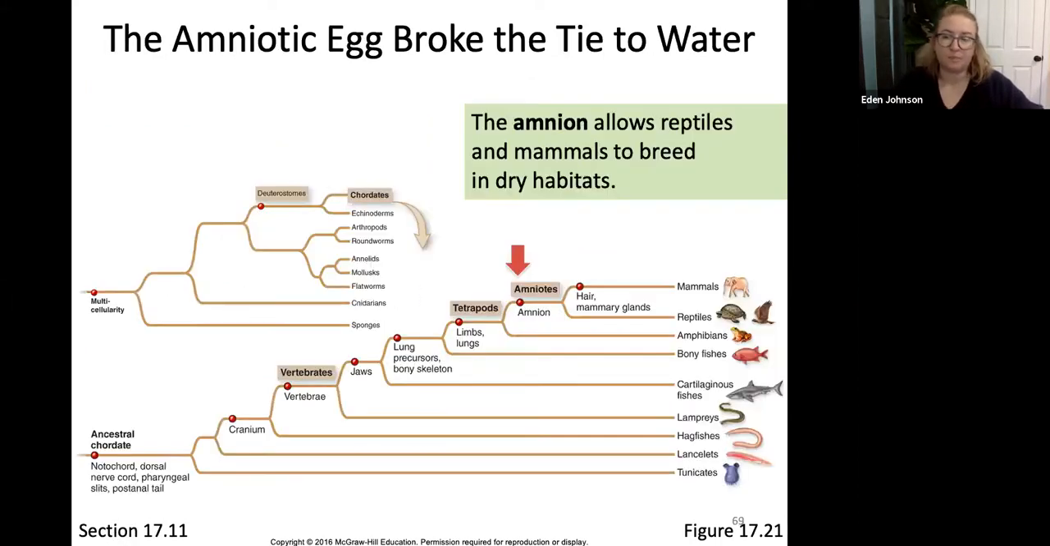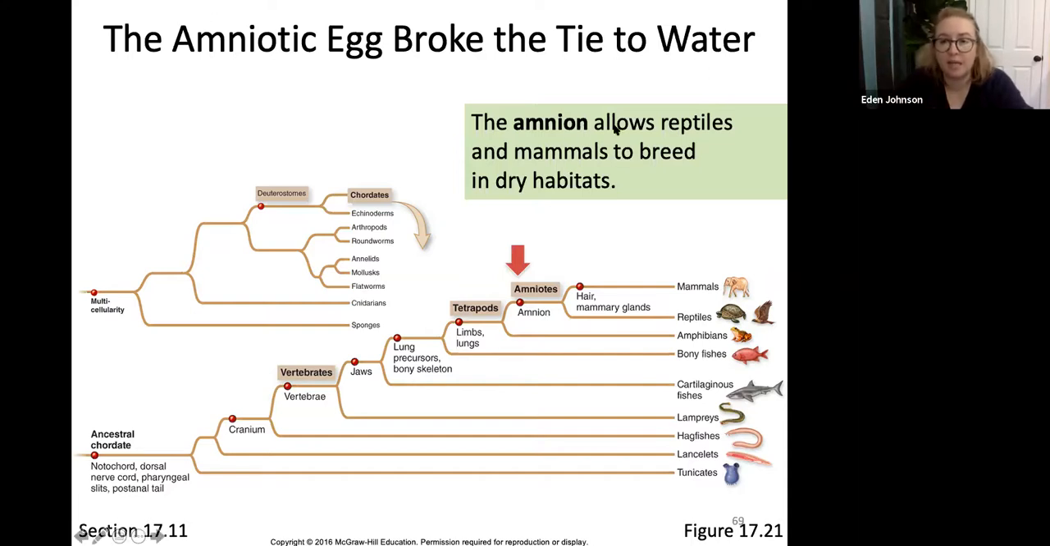metamorphosis. All right, so now we had amphibians that were closely linked to water, and what facilitated this move away from water is what we know of as the amnion.